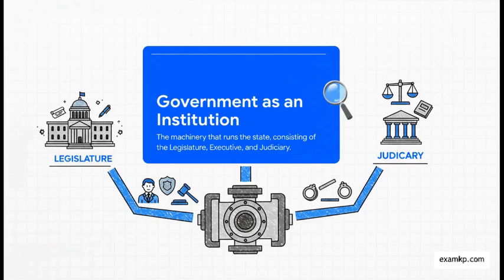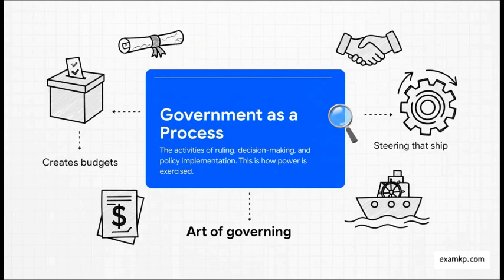Simple as that. But you know, government isn't just a static thing with three parts. It's also a process. It's the art of governing. This means all the actions, all the day-to-day stuff that's involved in running a country. We're talking about everything from political campaigns and voting to creating national budgets, signing international treaties, and actually putting new policies into practice. It's the constant act of work of steering that ship.